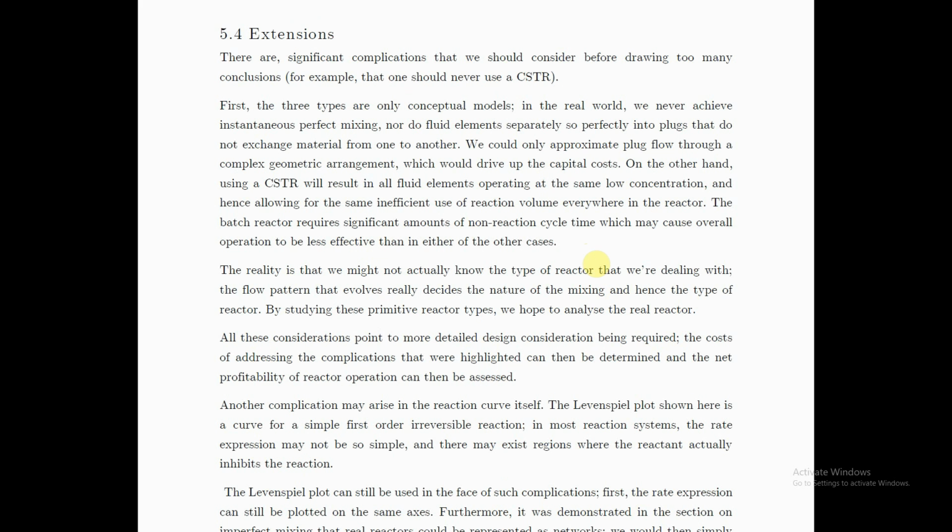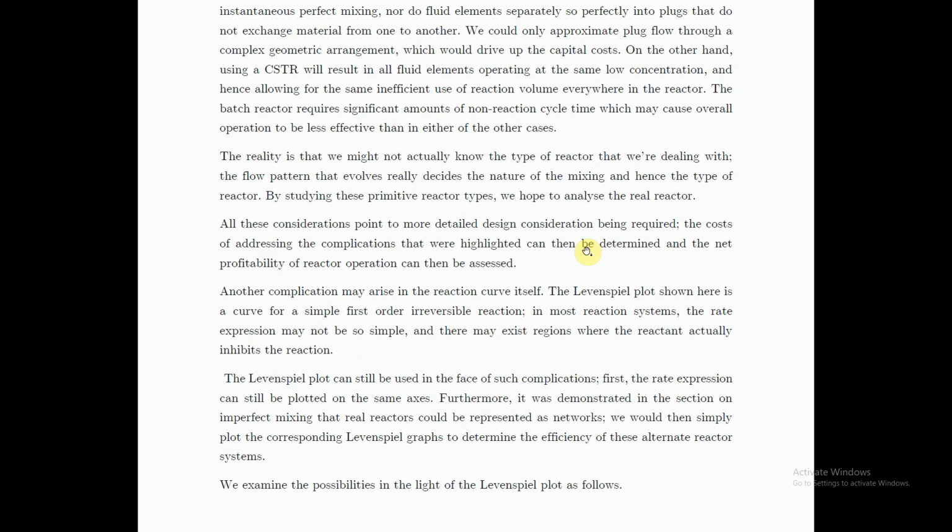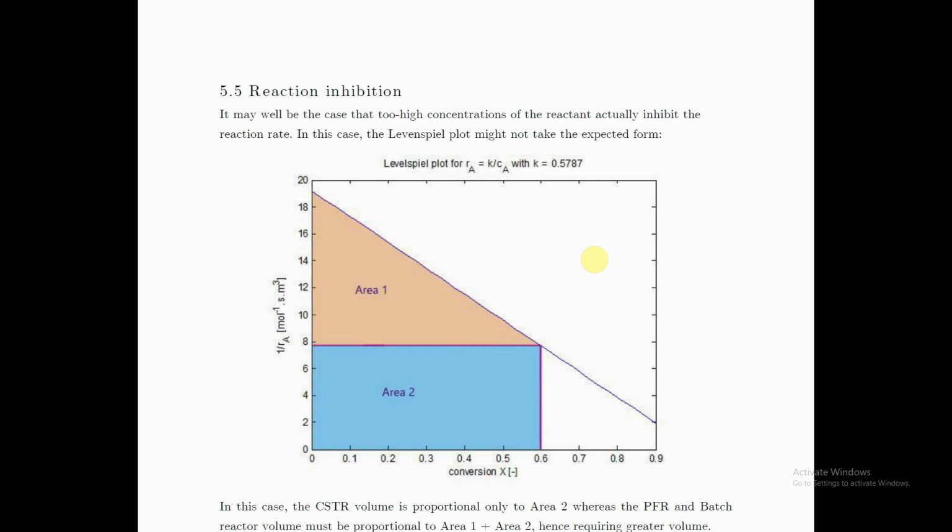So we've just introduced this Levenspiel plot, and we can see there's a way for us to estimate the required reactor volume. And let's see now how we can use this method to optimize our reactor. Let's get creative with our reactor design, and let's consider some possibilities. Well, first off, let's just think about the case of reaction inhibition. So in the case of inhibition, your reactant might cause your overall reaction rate to slow down.